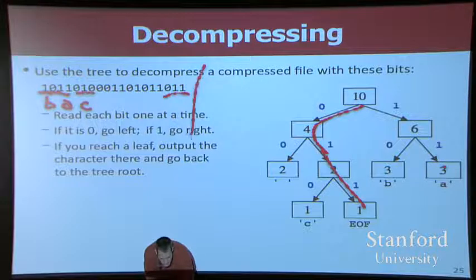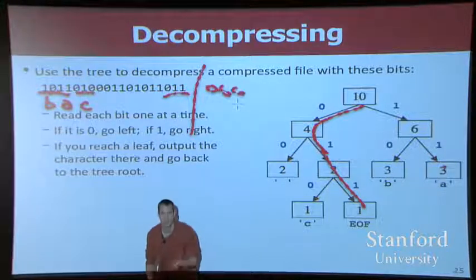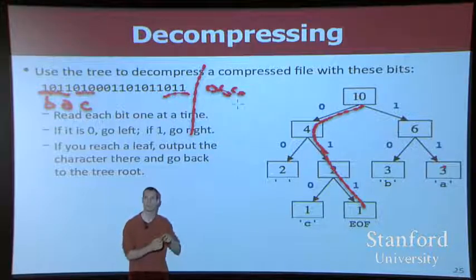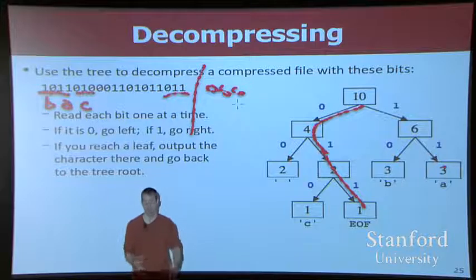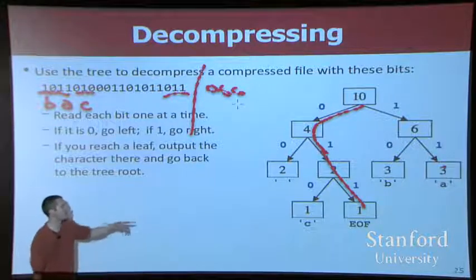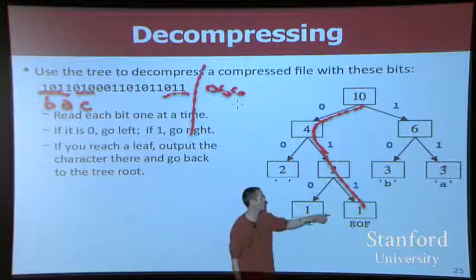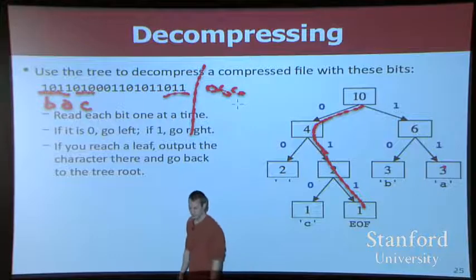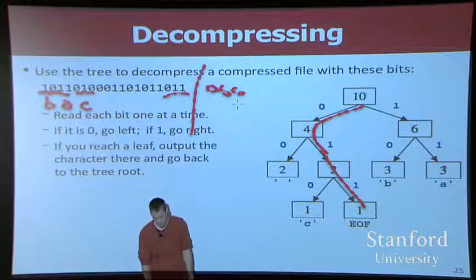Then you immediately stop. You have to stop right away when you find that, because there might be some stray zeros. Sometimes you have half of a byte at the end of the file, and those zeros might be thought of as spaces or characters if you aren't careful. So the moment you see the pseudo end of the file character that we added earlier, that's where your algorithm sees that and stops. So that's the decompression step.